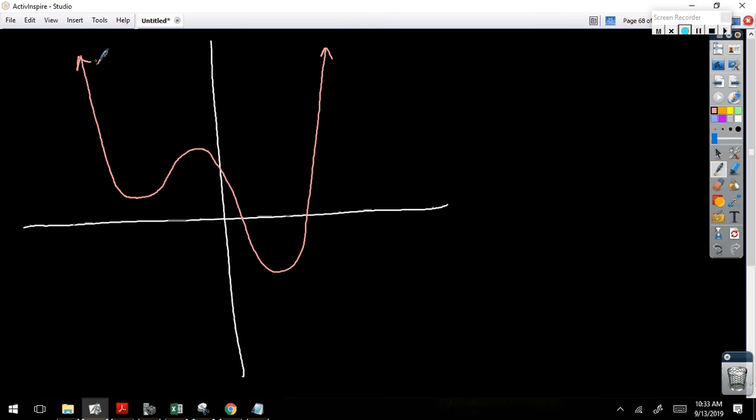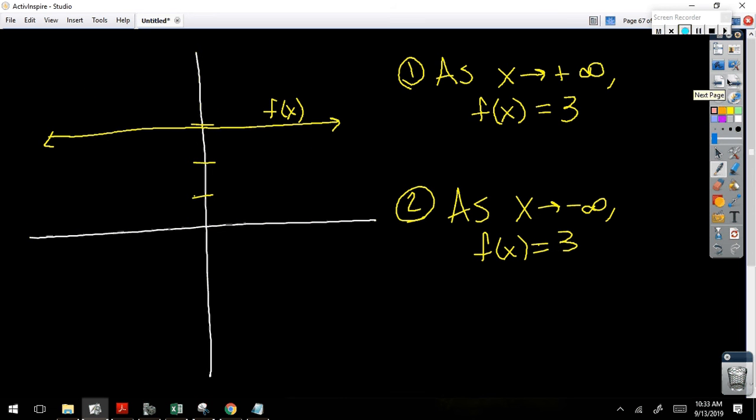This is a quartic. We'll get to all that. Oh, by the way, before you do this one, looking at the graph, oh, no, not a good one. Okay.